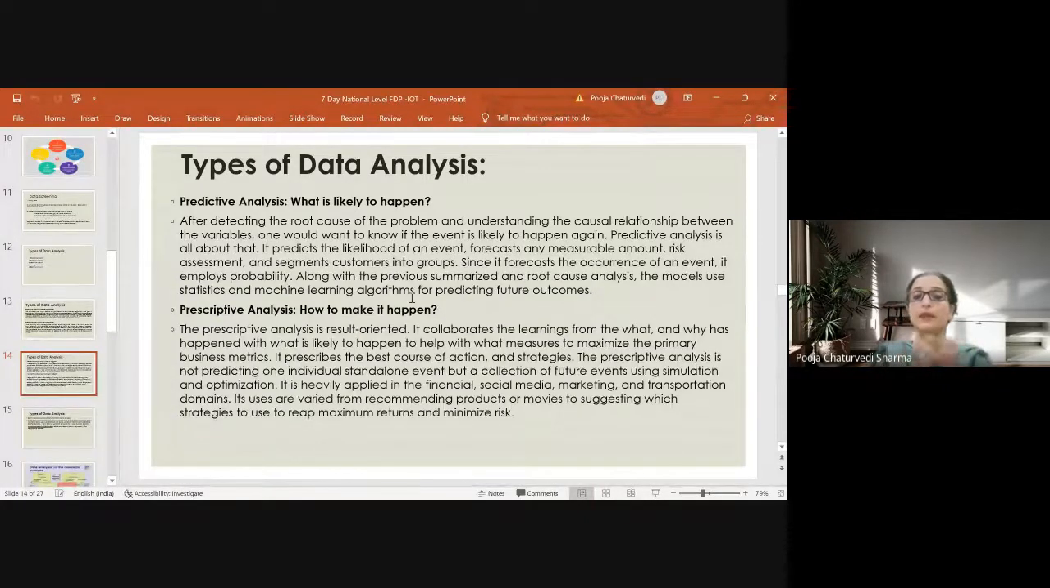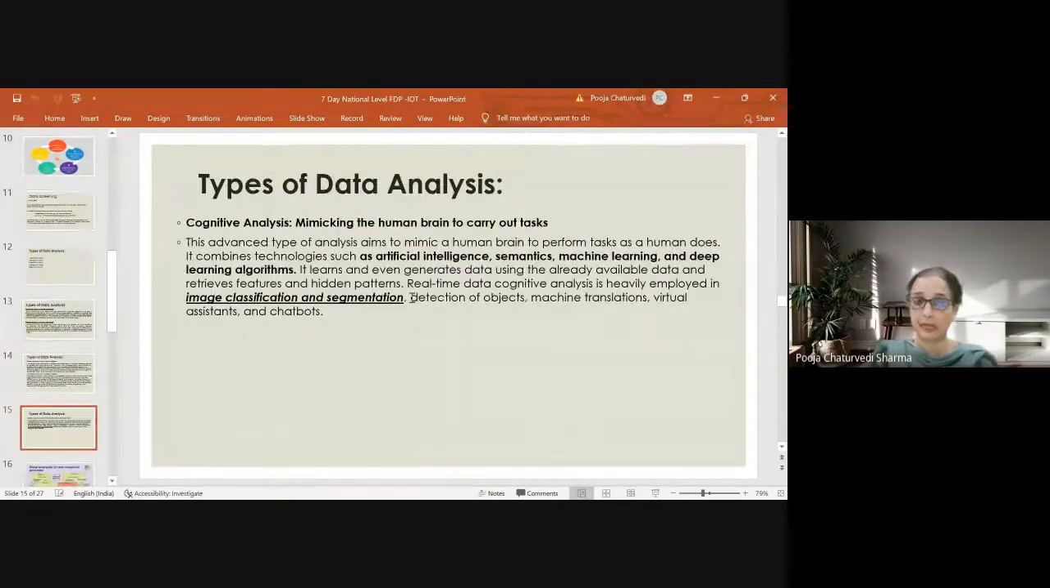So prescriptive analysis basically talks about how your prediction can be brought into reality. How what you've thought in the predictive analysis, that this is the level, this is the target that you want to achieve, this prescriptive analysis will help you to reach that level.